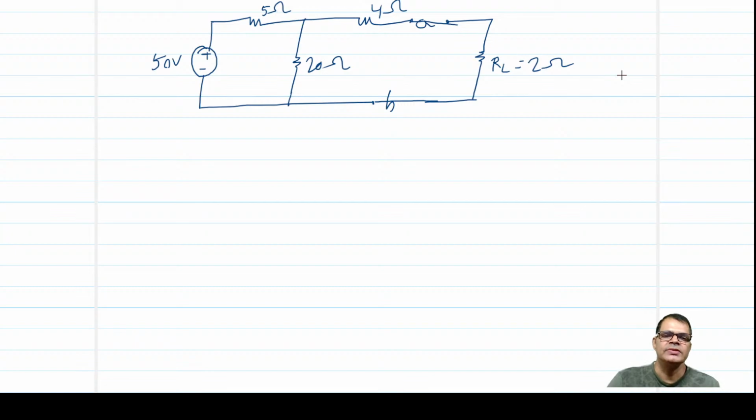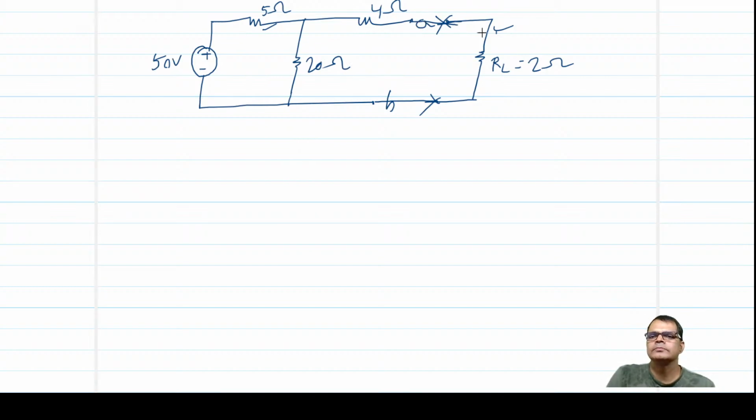First you remove the RL. How to reduce the circuit into the Thevenin equivalent? First you remove the load. This load can be linear, non-linear, anything, but the circuit needs to be linear. The circuit which you are reducing to the Thevenin equivalent has to be linear. So you cut here, cut the load, and then find the open circuit. Now it is open.